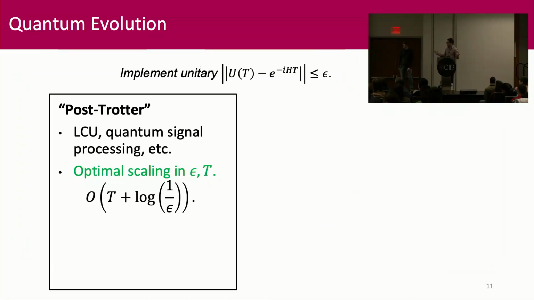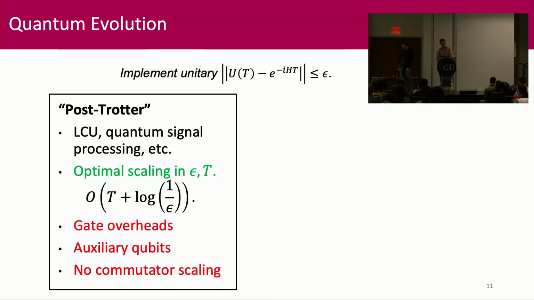OK, so why is this? Well, as we heard in the other talks, including Andrew's talk, post-Trotter methods suffer, maybe that's laying it on a bit thick, but they have gate overheads and qubit overheads associated with their implementation, and they often don't achieve commutator scaling in the terms of the Hamiltonian.